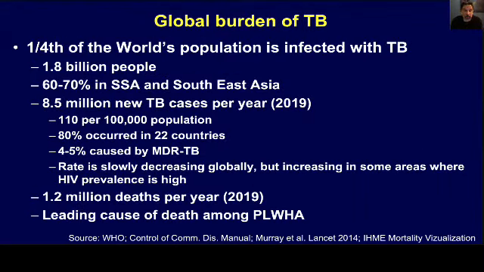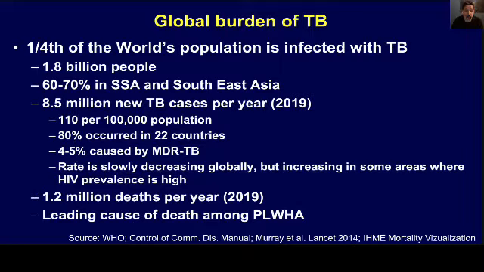So in terms of the global burden of TB, the prevalence is very high. A quarter of the population is estimated to be infected with TB, or about 1.8 billion people. But as we discussed, not all of those with TB infection go on to develop TB disease. Most of them have latent TB infection. Much of the burden of TB is in sub-Saharan Africa and Asia. And there are about 8.5 million new TB cases per year. Most of them are occurring in geographically concentrated areas.